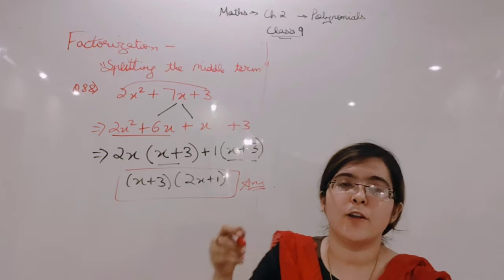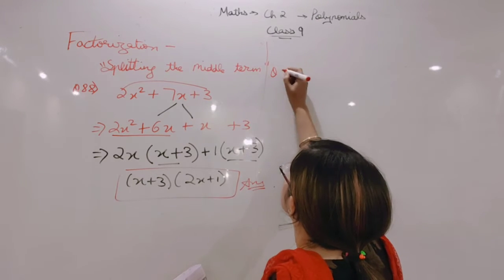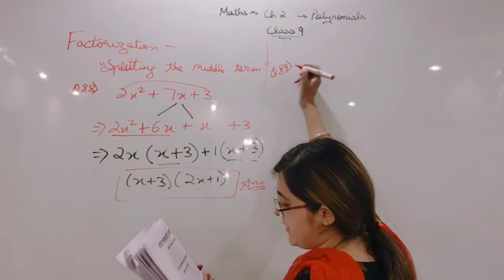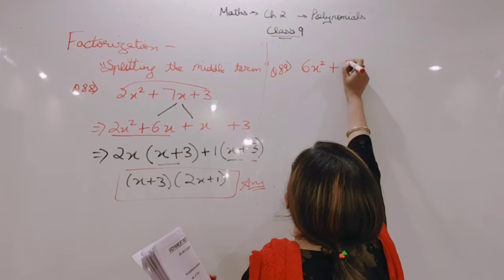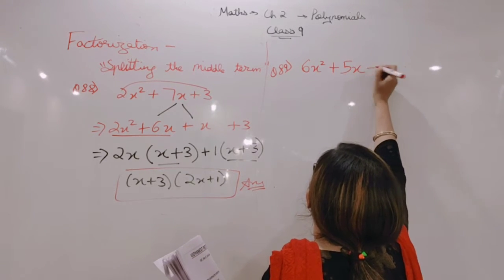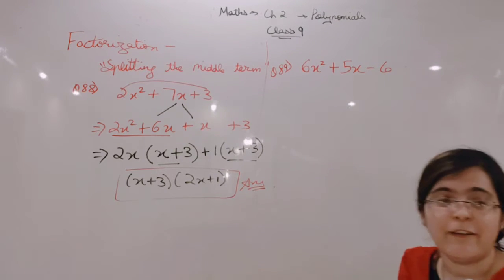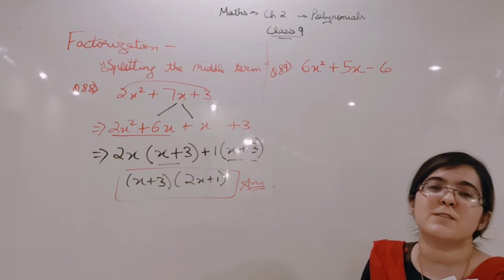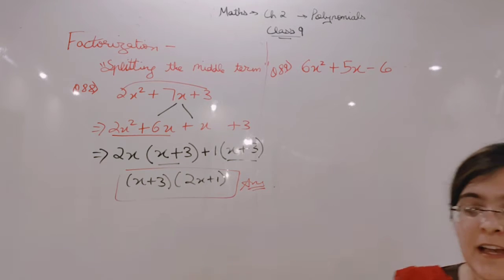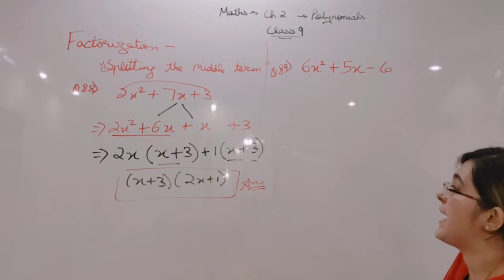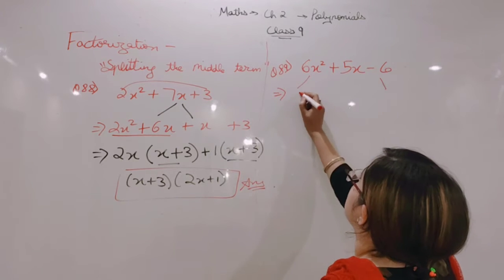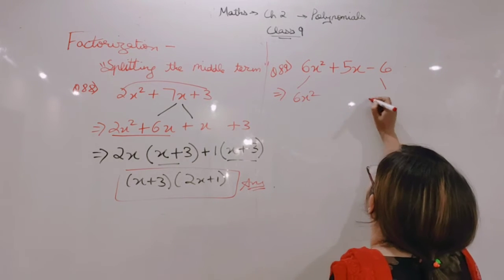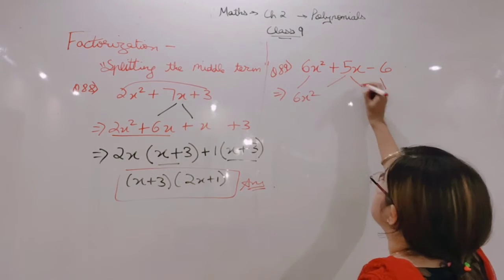Students, let's move on to question 89. See question 89, what is it? 6x square plus 5x minus 6. Here you also have to see the sign, students. Again we will write the first and the third term as they are and split the middle term.